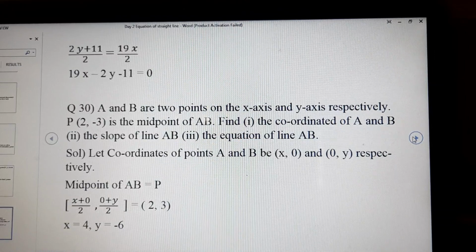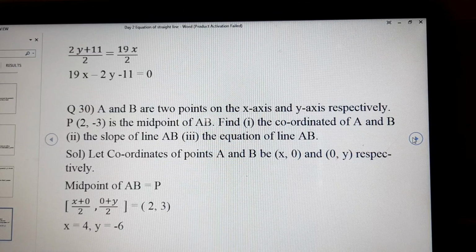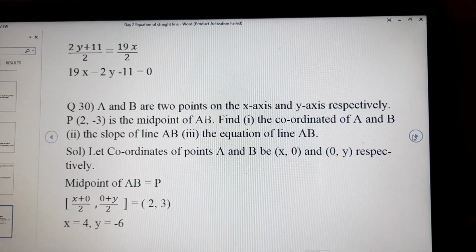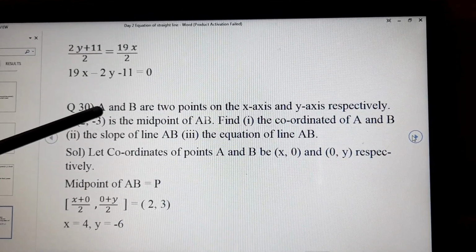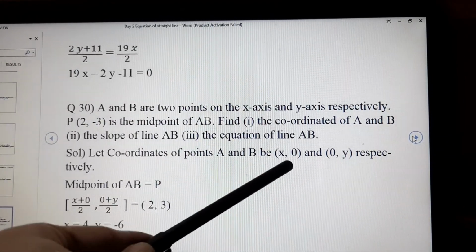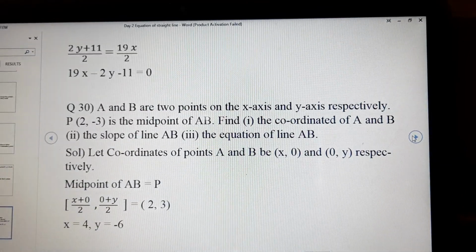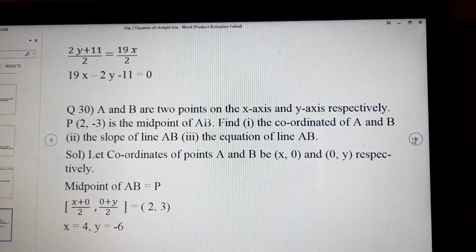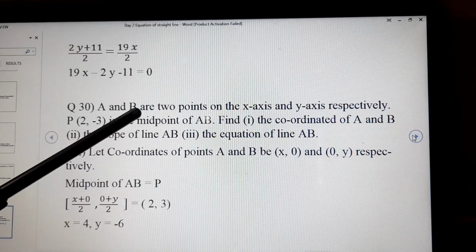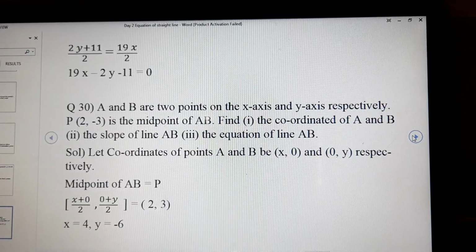It says A and B are 2 points on the x-axis and y-axis. First of all, A and B are on the x-axis and y-axis. The coordinate of A will be equal to what? Because it lies on the x-axis, the coordinate will be x comma 0, and B lies on the y-axis, so its coordinate will be 0 comma y. Because if it lies on the y-axis, the abscissa will be 0. If it lies on the x-axis, its ordinate will be 0.